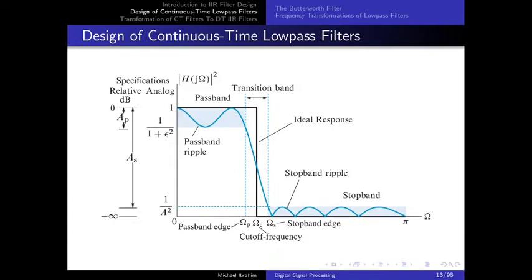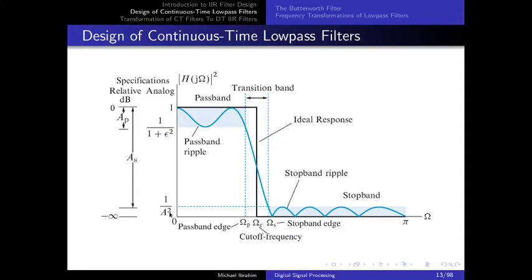So these are the specifications we have discussed before. The relative specification, AP, the passband ripple, and AS, the stop band attenuation. And here we have the analog specification, which is 1 over 1 plus epsilon squared and 1 over A squared. If you remember from the previous chapter, we used to call this 1 over square root of 1 plus epsilon squared, and this we used to call 1 over A.